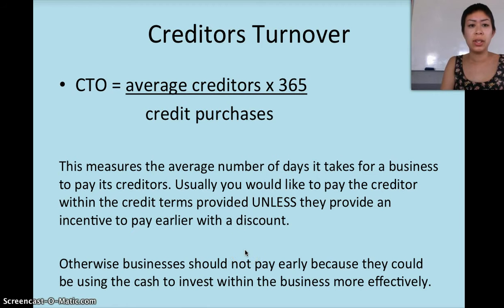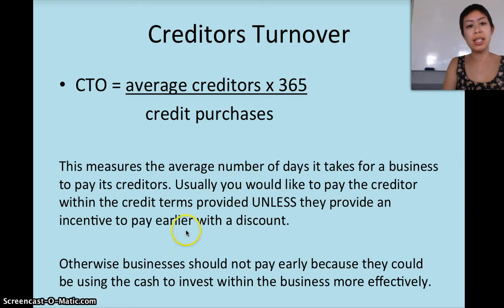Now, unless they provide an incentive to pay earlier with a discount. So this means that you want to pay within the credit terms. This is probably not worded that well, but what it's saying is that you wouldn't want to pay too early. So if they say if you pay within 7 days you get a discount, then instead of just paying within the 30 days, you want to make sure you pay within 7 days, or at least a part of the debt, because you'll get a discount as an incentive.